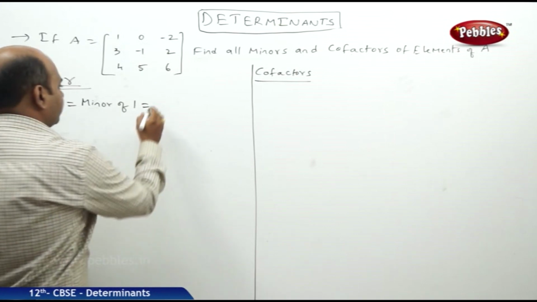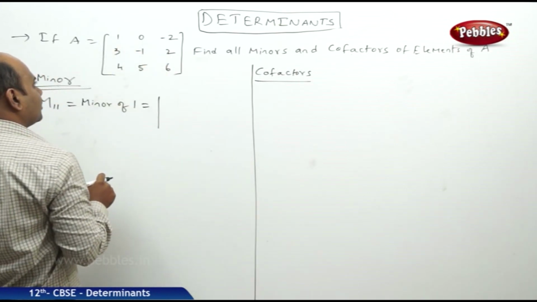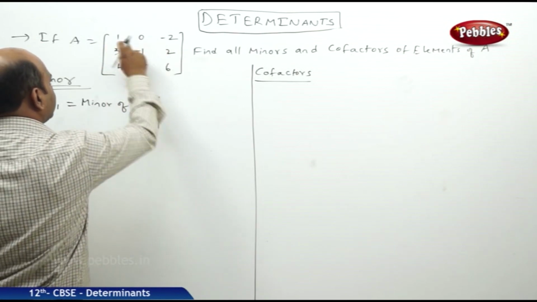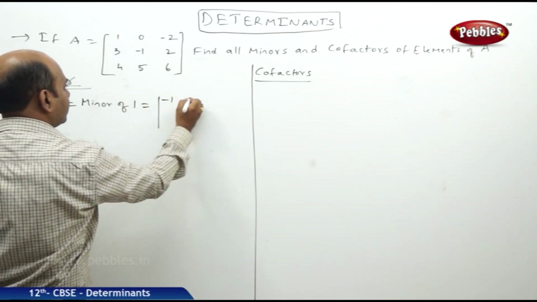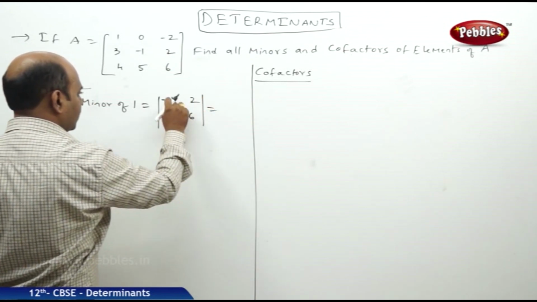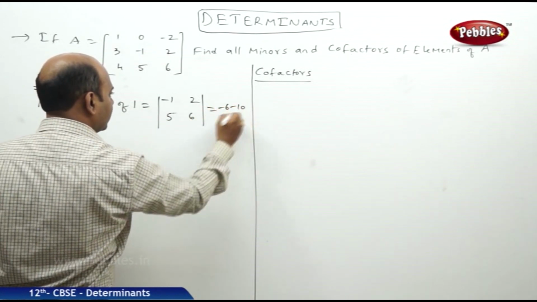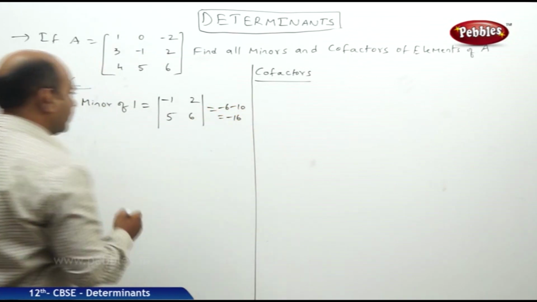Minor of 1 means what happens? Determinant of, we need to delete this corresponding row and corresponding column. So this one I can delete, this one I can delete, there remains minus 1, 2, 5, 6. So what happens? Minus 6, minus 10. So minus 6, minus 10, that will be minus 16.